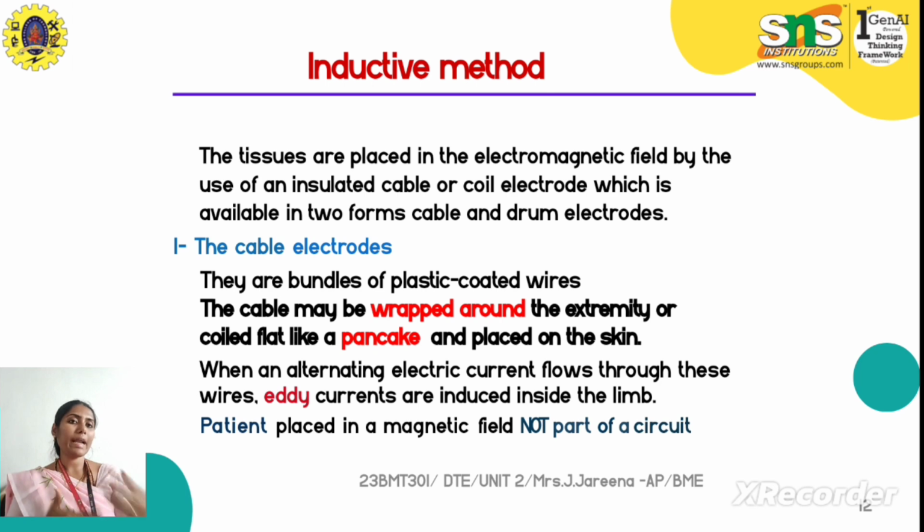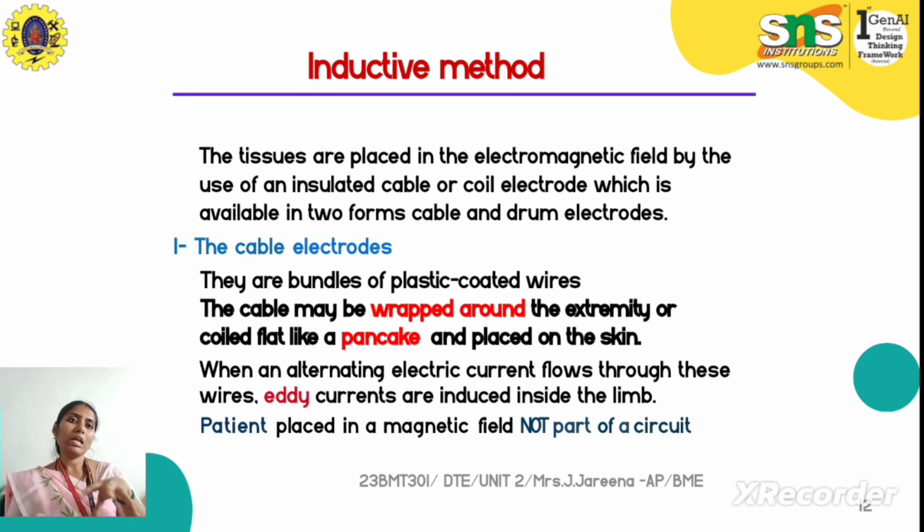We will wrap it around the extremity that you want to treat, or else you can coil it like a pancake and just place it on the skin where you want to treat. So these are the two ways you can go with the cable type of electrodes. One is you can wrap it around the extremities, whether it is a leg or a hand, or you can coil the cable like a pancake and place it on the area you want to treat.